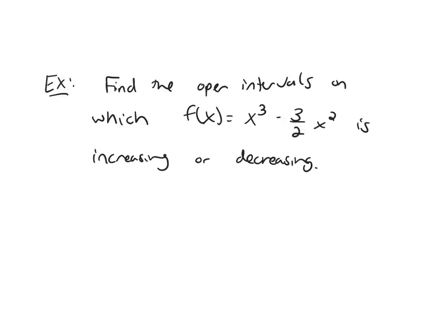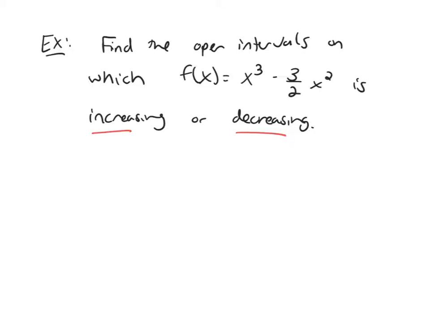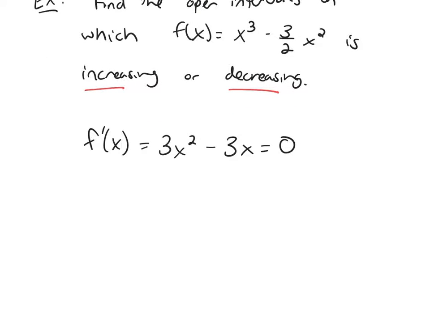If you're looking for something that's talking about increasing or decreasing, it's talking about the first derivative. So find the derivative of f, your function. It's 3x squared minus 3x using the power rule. And you're going to set that equal to 0 and solve. Here my function is not undefined, so I don't have to worry about that. Just where is it 0?